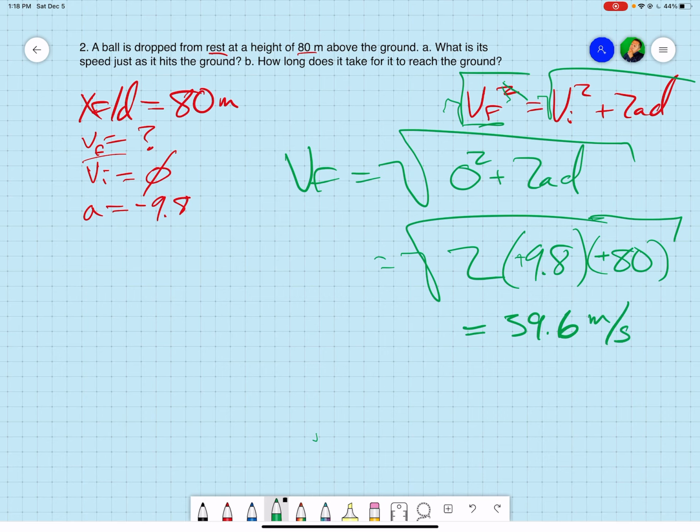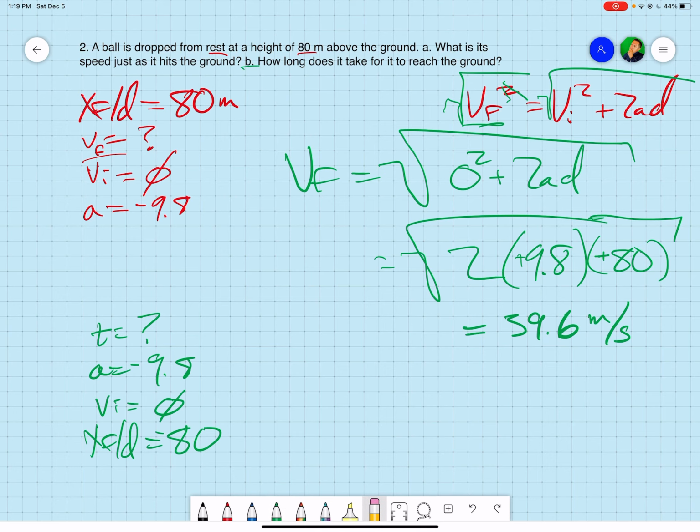Now, part 2, or part B, how long does it take? So now I'm looking for time, T equals question mark. I could use this answer if we want to, so you're more than welcome to use that answer. I always like to show it in case we did not have step 1. Let's practice it as if we had to go straight to B. So I have T, acceleration is negative 9.8. Initial velocity is still 0, since it's being dropped. And XF, or D, how far, is still 80. And we notice that it's really negative 80 so that it would cancel out.